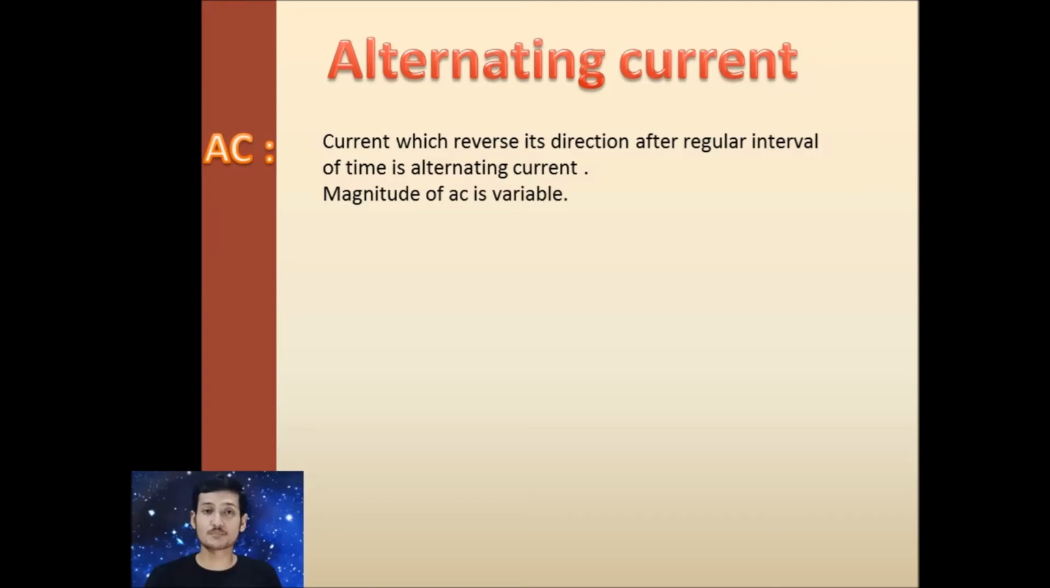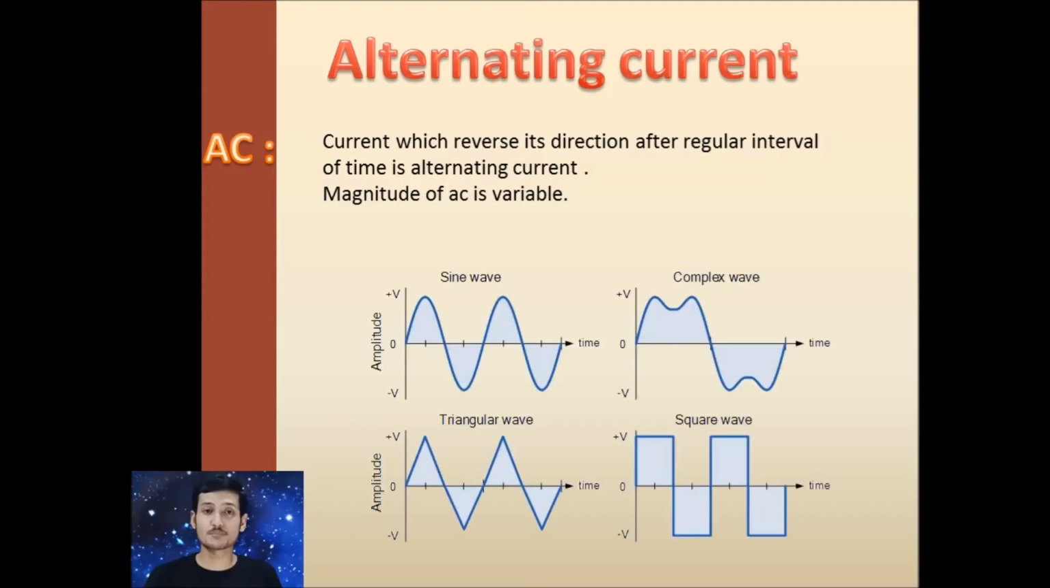And its magnitude is not fixed, its magnitude is variable. Here you can see some forms of alternating currents. First one is a sine wave, in the form of a sine function. Then second is some random complex function. Then we have triangular waves. Then we have square waves. Here the important point is that after a regular interval of time, the direction is continuously changing. First it is going upwards, that is in the positive direction. Then after some time it's going in the negative direction. Again it is repeating. Its direction changes, that is, it's going towards positive, then again negative.